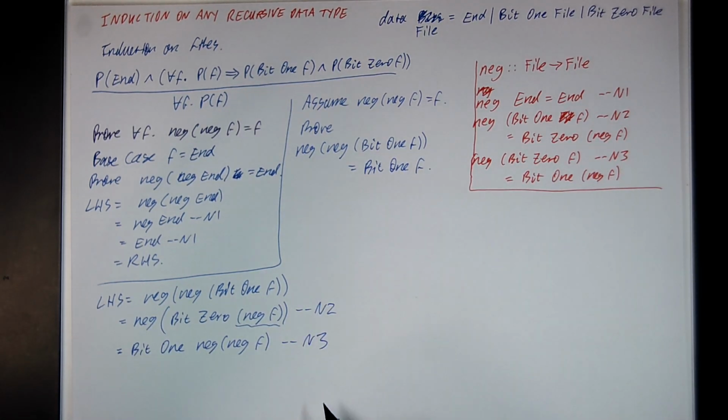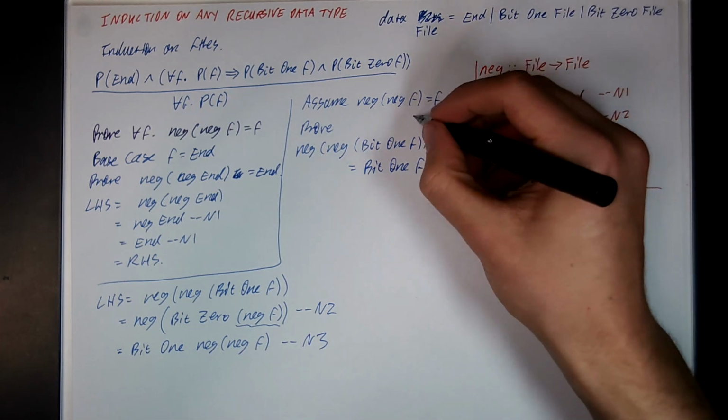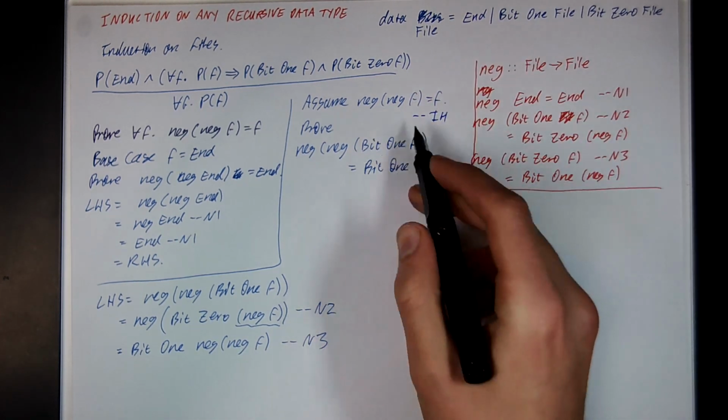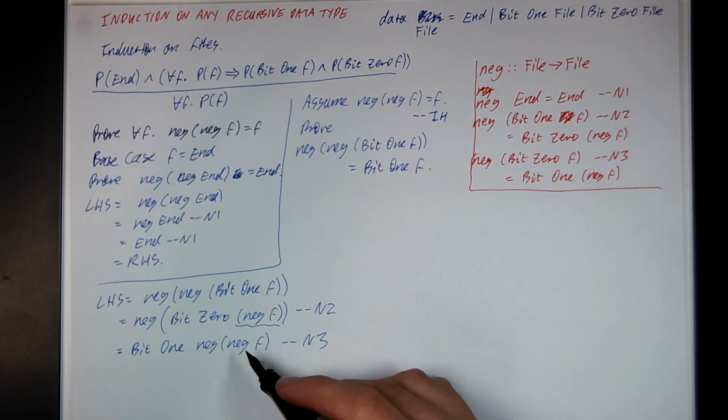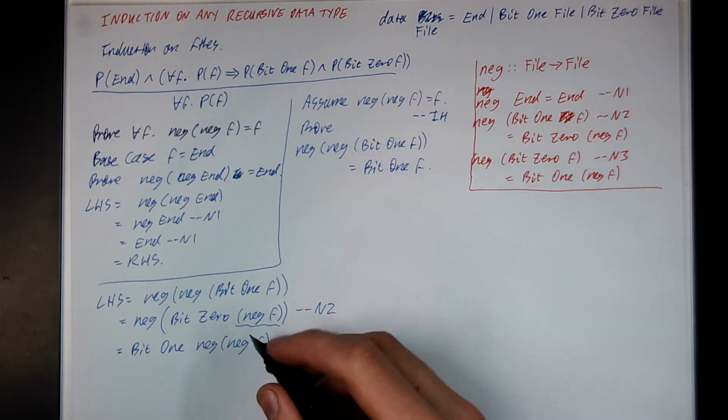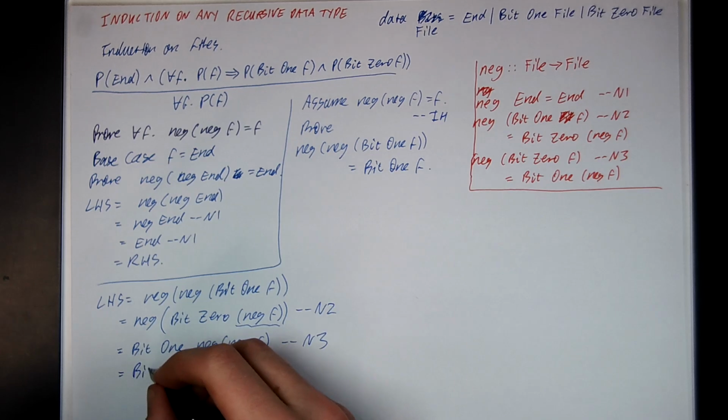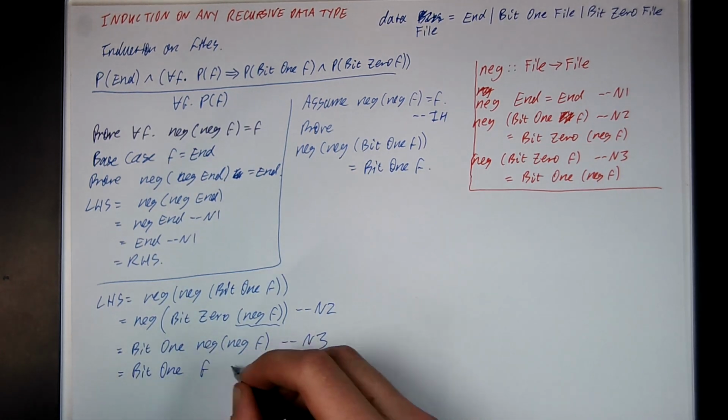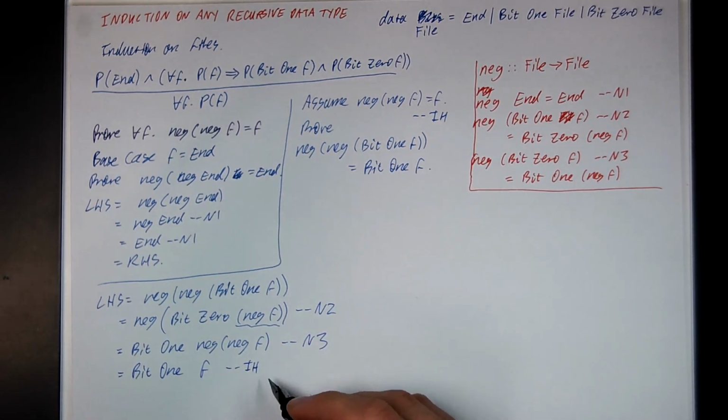Okay. And now this part here looks like my inductive hypothesis. I didn't label my inductive hypothesis. Oopsies. There we go. This is our inductive hypothesis. So I can replace this term here with the inductive hypothesis. This becomes bit 1 f by IH.